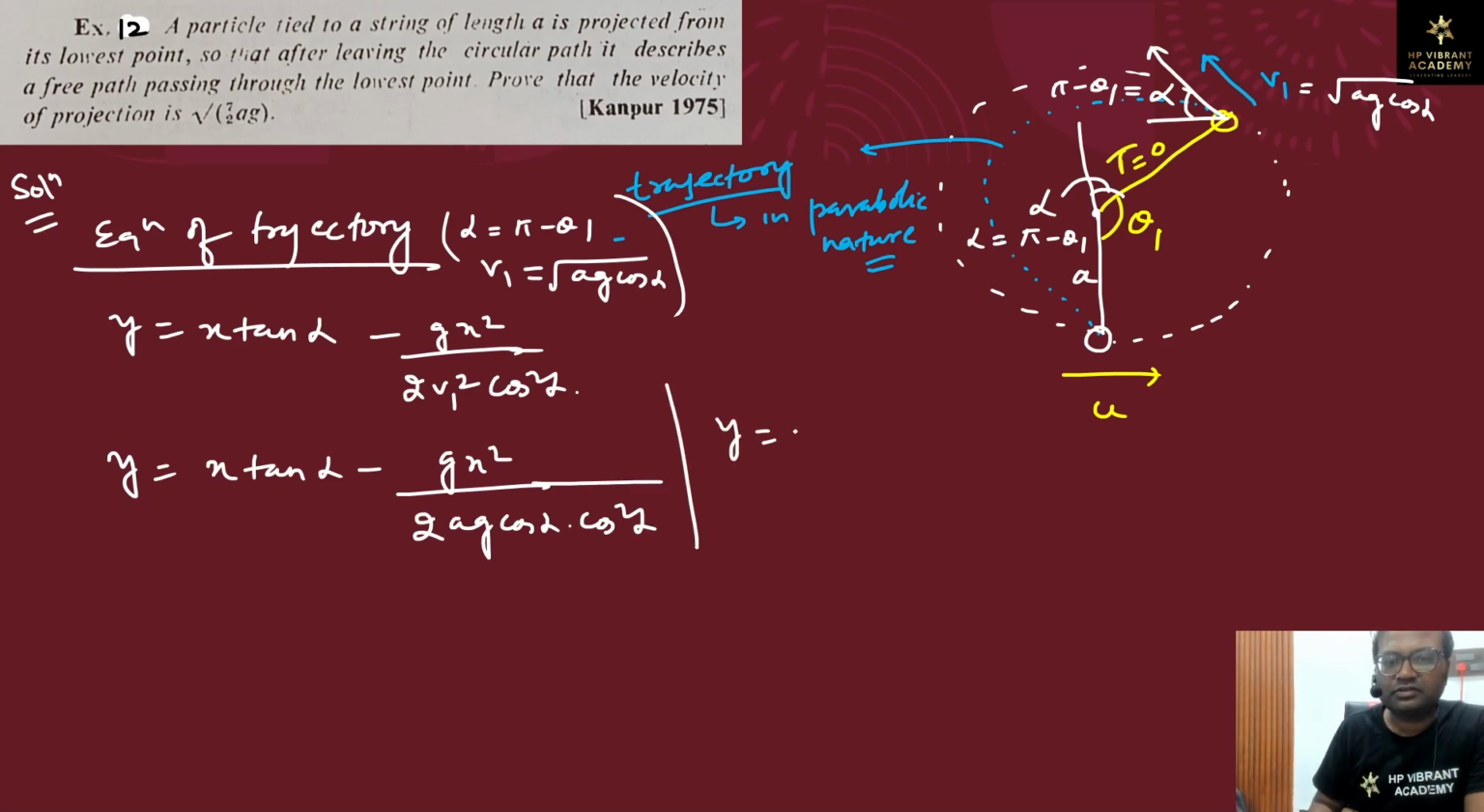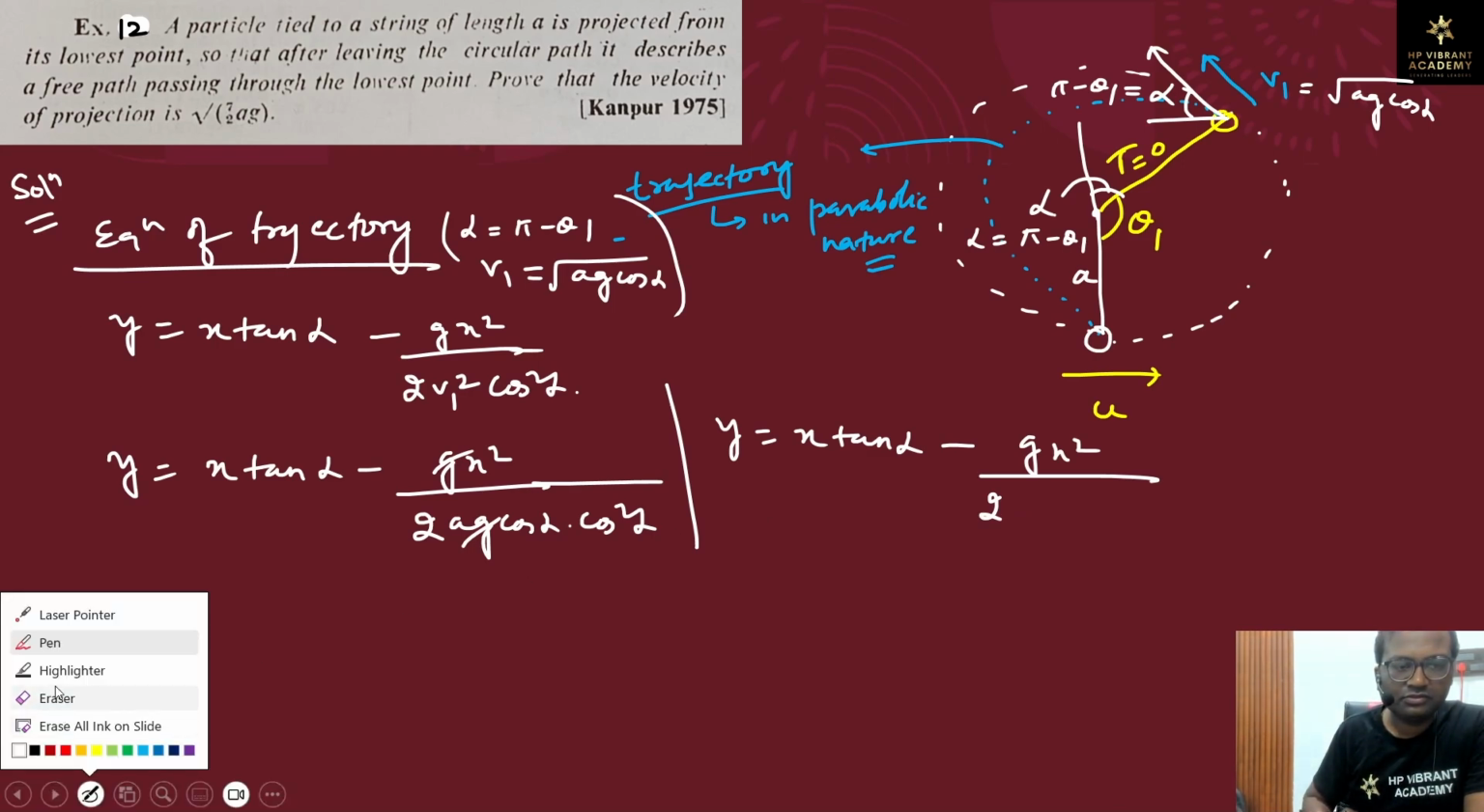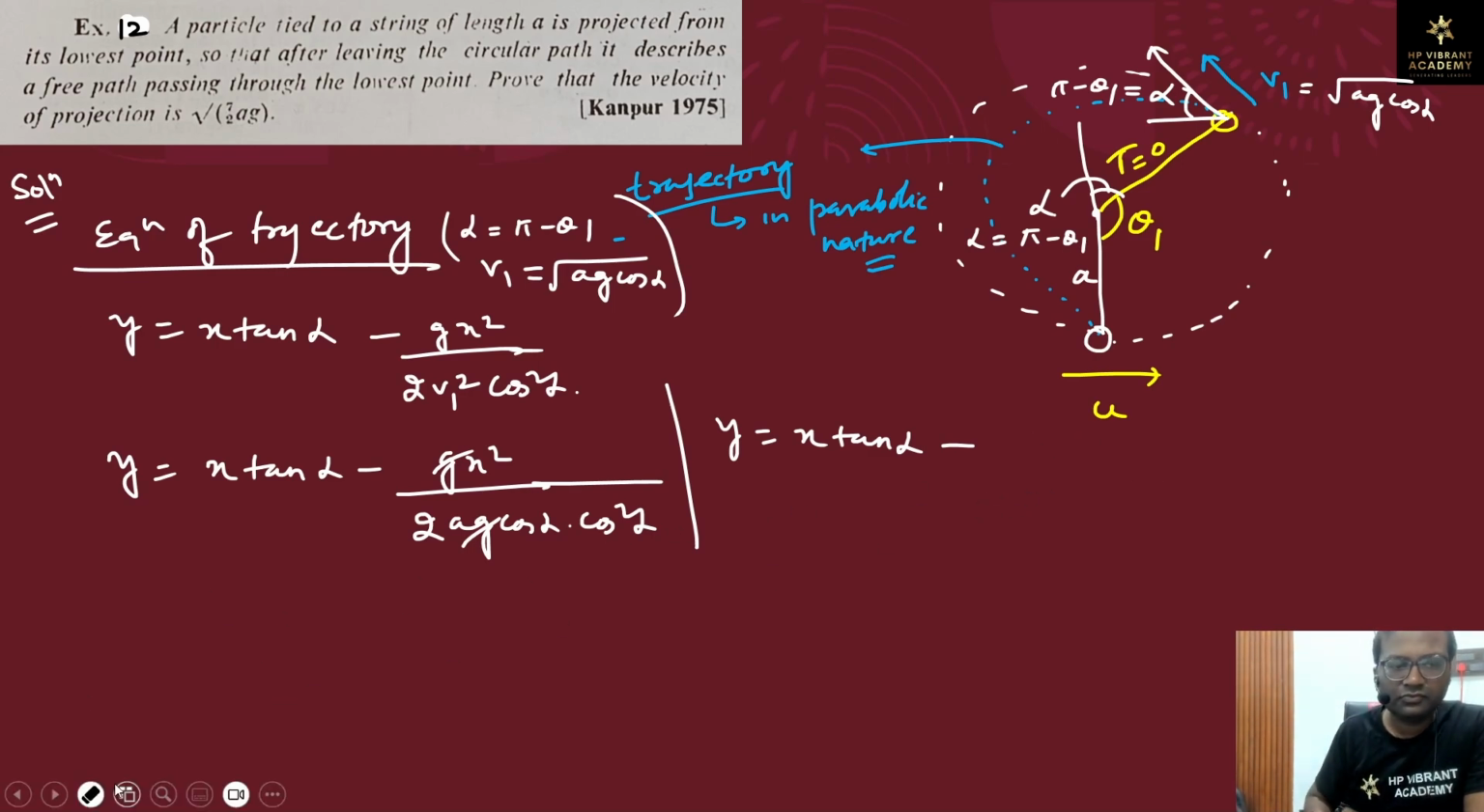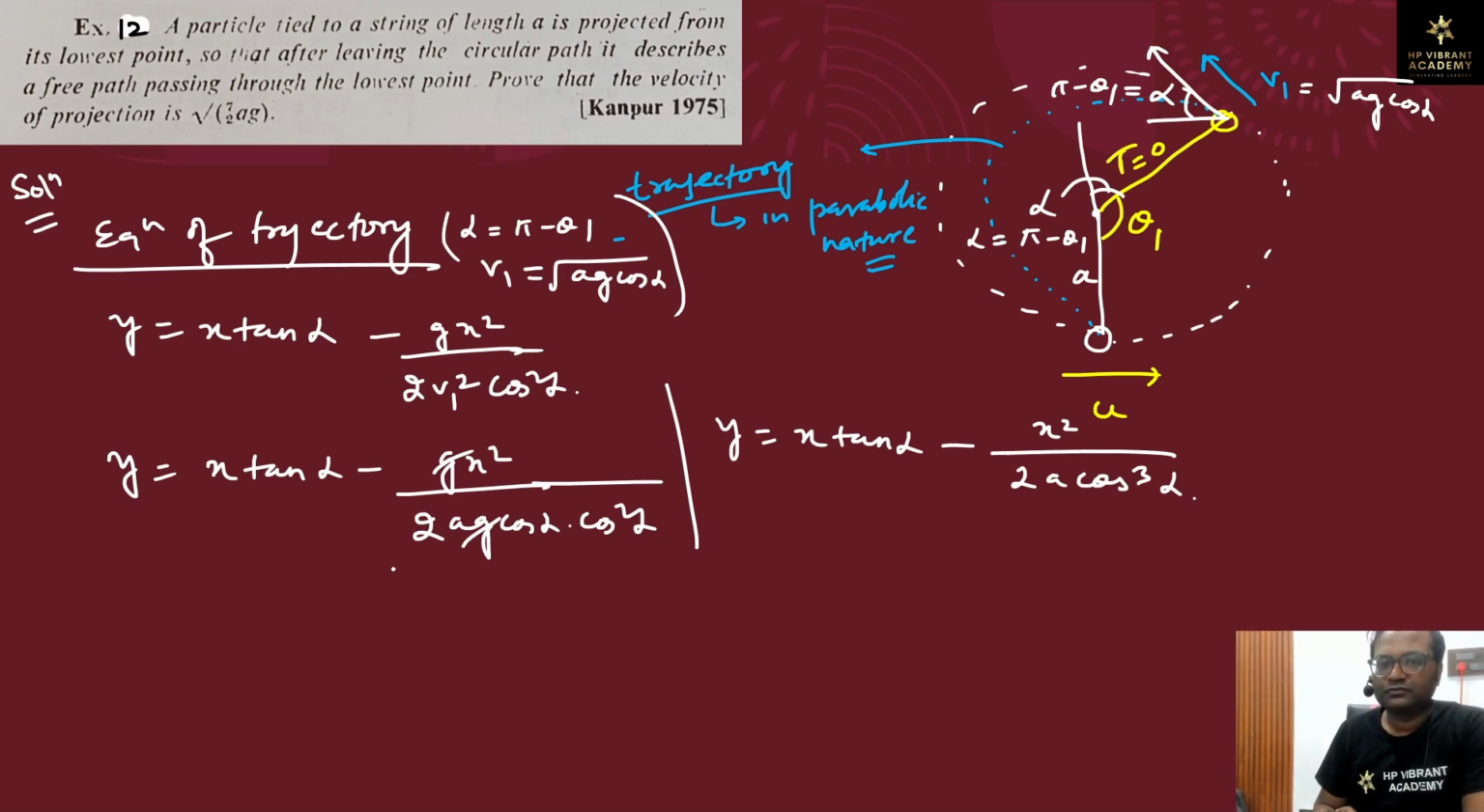So we have y is equal to x tan alpha minus gx square upon 2 into ag cos alpha into cos square alpha. The g gets cancelled. So we have y is equal to x tan alpha minus x square upon 2a cos cube alpha. Okay, so let us further simplify this.